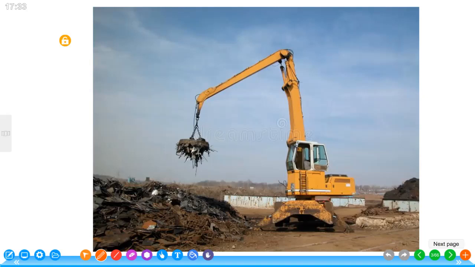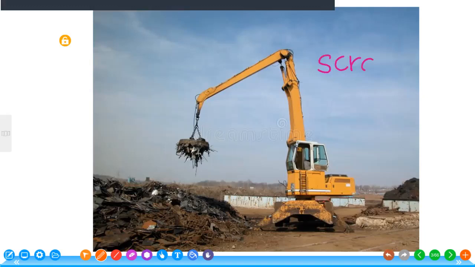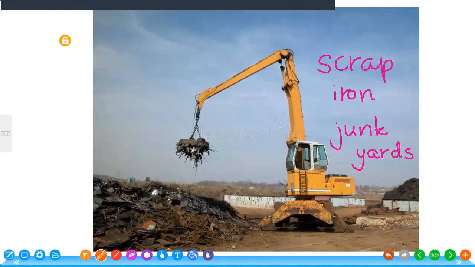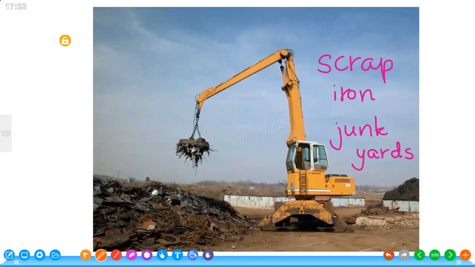Therefore, even after using various types of metallic objects, they collect all this scrap iron. We call this scrap iron. Then they are collected in several places known as junkyards. We call these places junkyards. Loading and unloading of metallic pieces found in junkyards cannot be done manually. The reason you can clearly understand is that there are sharp edges as well as very sharp points there.